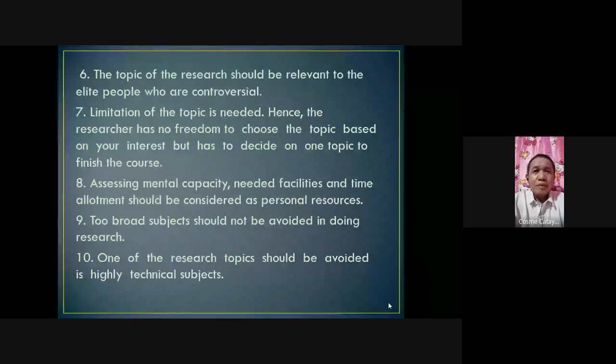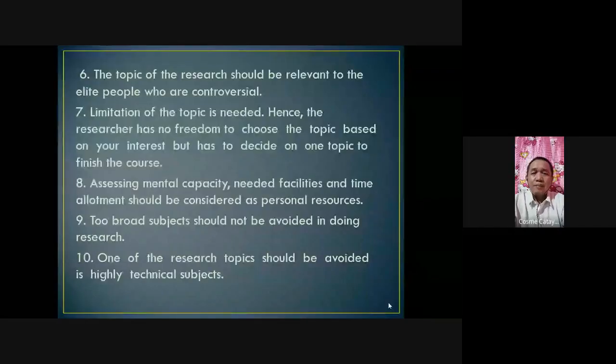Number eight, assessing mental capacity, needed facilities, and time allotment should be considered as personal resources. Number nine, too broad subjects should be avoided in doing research. Number ten, one of the research topics that should be avoided is highly technical subjects.